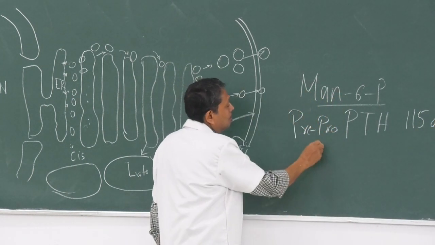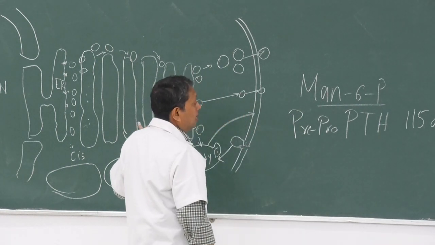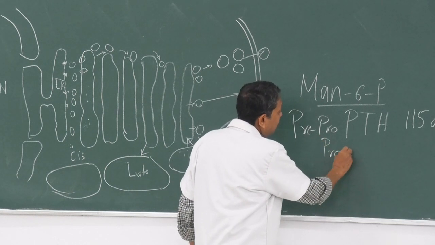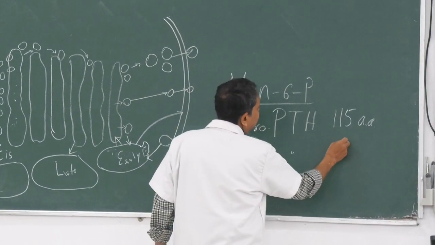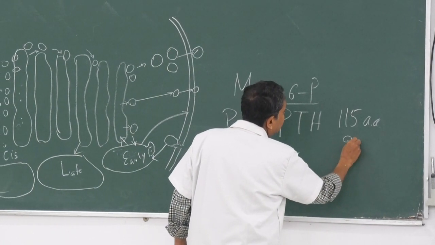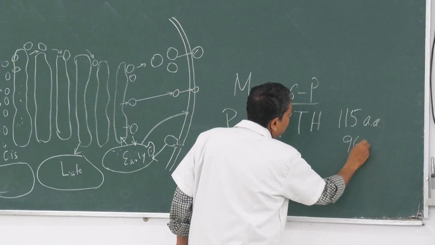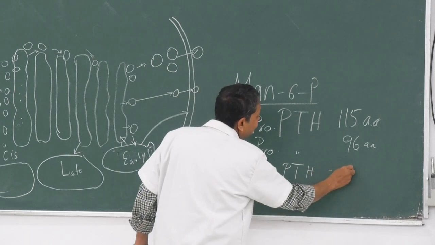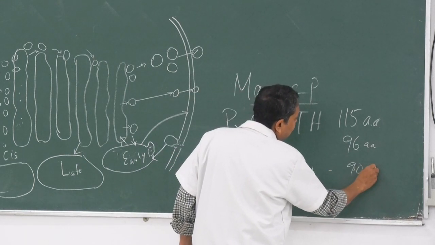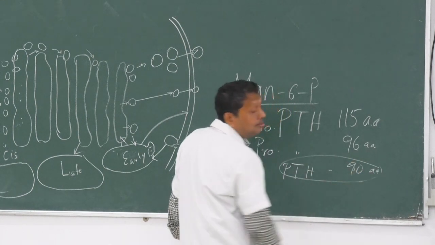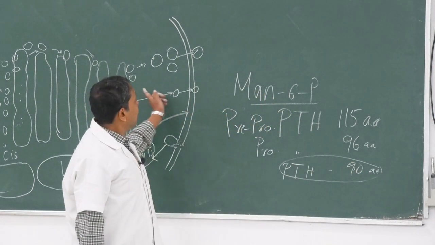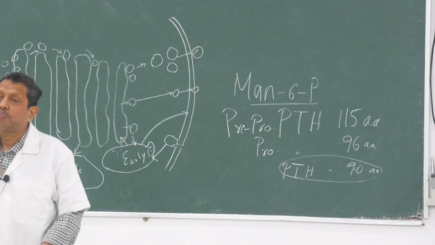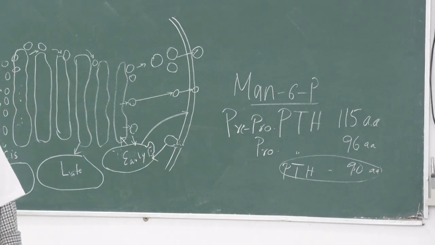And then the pre part will be removed either in the endoplasmic reticulum or in the Golgi apparatus, and there is the pro form, pro PTH, which contains 94 or 96 amino acids, and then PTH is 90 amino acids, and that form is secreted. And it goes to the Golgi apparatus or within the secretory vesicles. So in this way, they are put.